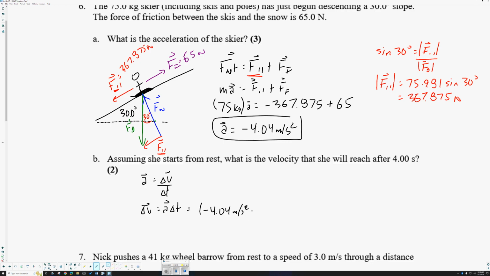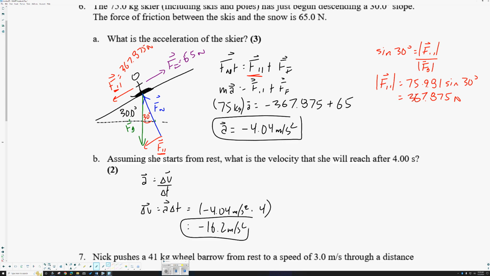But it does work out to be the same in this case. We multiply that by 4, we get a value of negative 16.2 meters per second squared. If you had made the F parallel positive 367 and F friction negative, you would have gotten an acceleration of positive 4.04, and then you would have gotten a delta V of positive 16.2 meters per second.